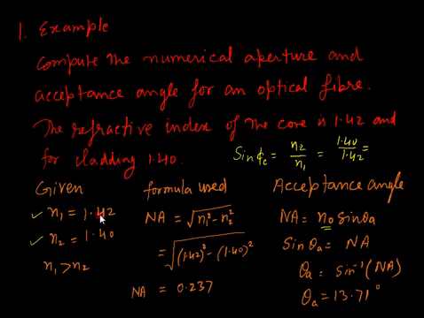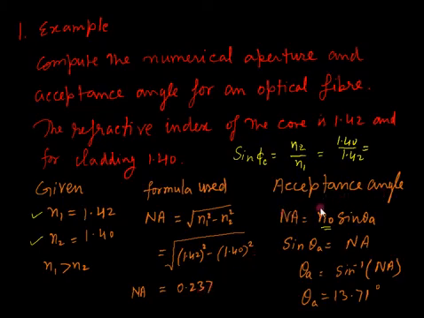So these two things are given, N1 refractive index of the core, N2 refractive index of the cladding. If I have to find out the numerical aperture, then the formula is square root of N1 squared minus N2 squared. I have to just put the values 1.42 and 1.40 here and simplify it. Then it is approximately 0.237.